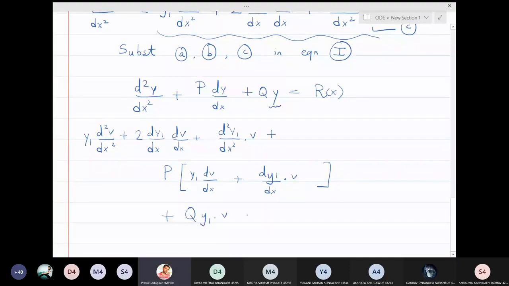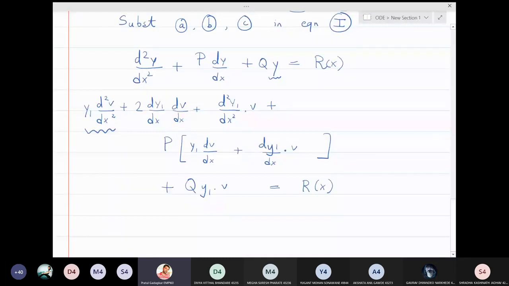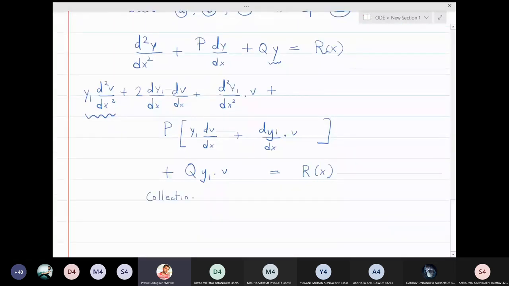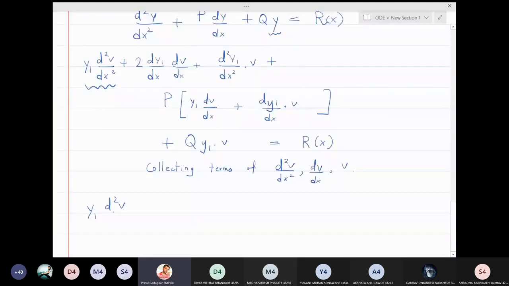Let us collect the terms together. Now, what are the terms which are having the double derivative of v? So let me write. How am I collecting the terms? Collecting terms of d2v by dx square, dv by dx, and v. Okay. So only y1 is with d2v by dx square plus. What are the terms which are having dv by dx? The terms which are having dv by dx is once here, which is 2 dy1 by dx. Okay, dv by dx I have taken out. Plus, I have this term also, which is p y1 into dv by dx.